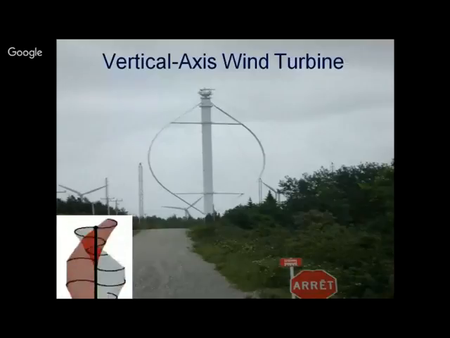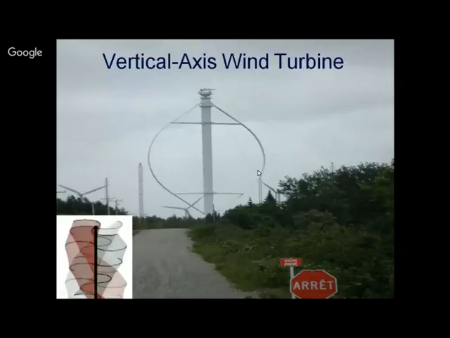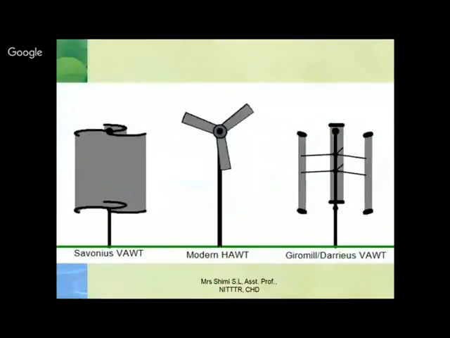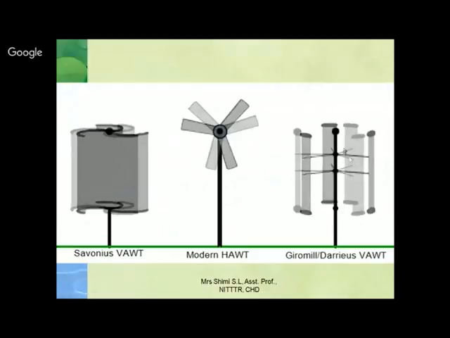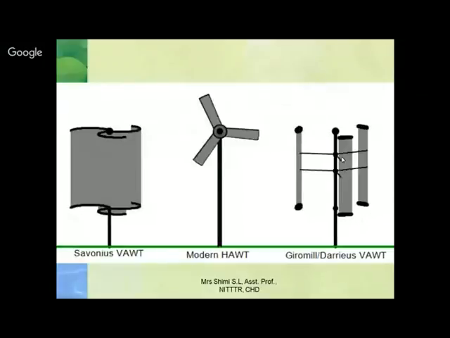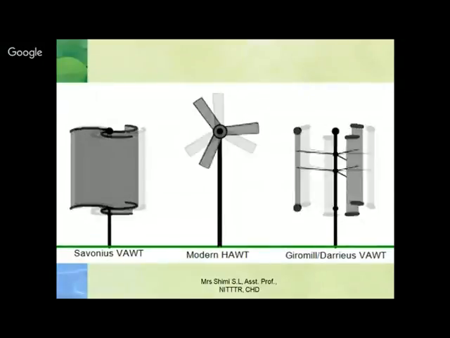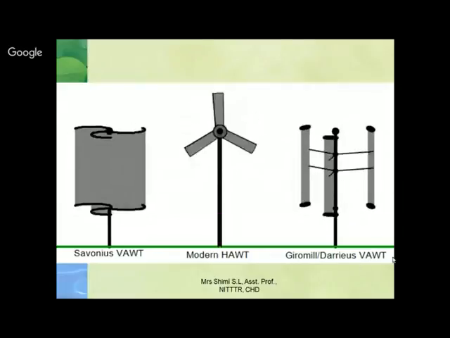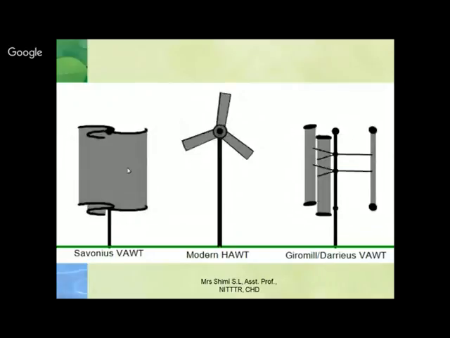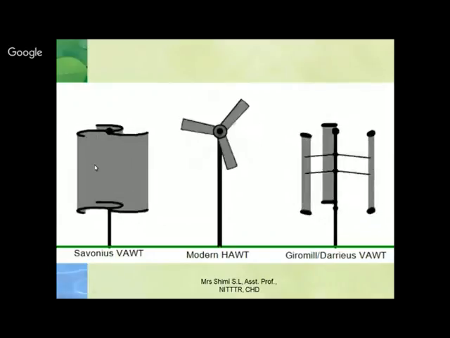But the problem is it occupies more space, and as you can see the structure here, it requires support. So these are some of the disadvantages. But still, vertical axis wind turbines are efficient for low wind speed also. This is also a vertical axis. The Giromill, which we call like an egg beater. So such a windmill is also a vertical axis wind turbine. This is a modern horizontal axis wind turbine, and this is a Savonius vertical axis wind turbine. So these are the different wind turbines.